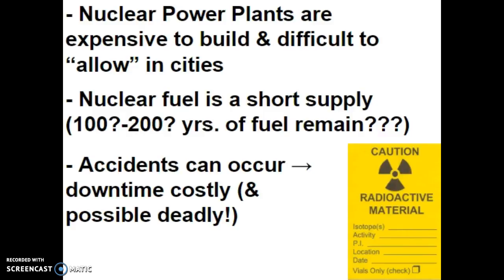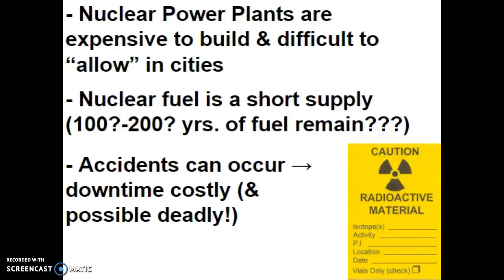Nuclear power plants are expensive to build. They are very minimum maintenance once they're up and running, but those facilities are very expensive to build. They're also difficult to allow in cities. Many people have a lot of misconceptions as well as fears of nuclear energy, and they don't want a nuclear power plant right in their backyard. As far as we can tell, the nuclear fuel, uranium-235, is in fairly short supply. Perhaps estimations are that 100 to 200 years of fuel remain.